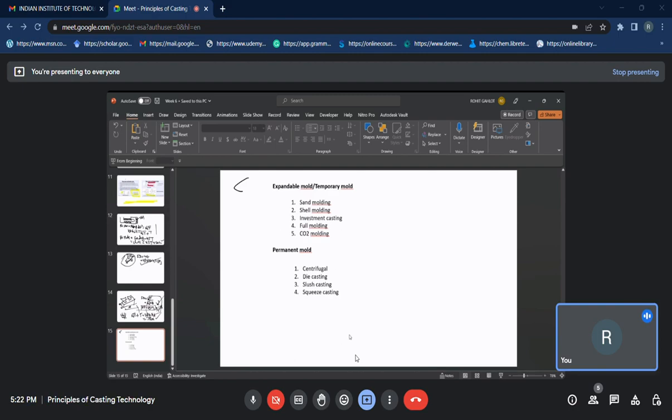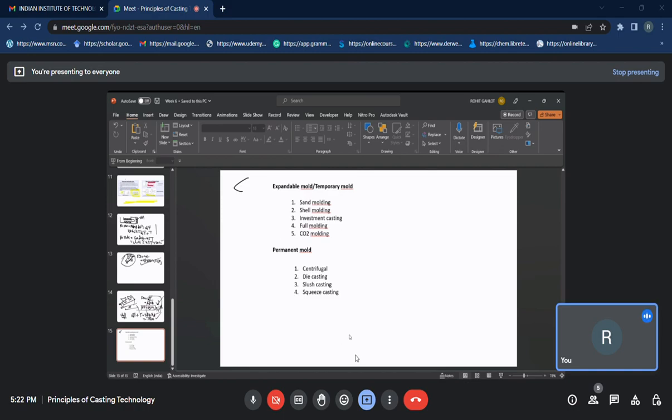If we move to CO2 molding, then Na2SiO3, around 2 to 6%, is mixed with the sand. The reaction of Na2SiO3 with CO2 gives SiO2 and Na2CO3. For 1 kg of Na2SiO3, about 0.6 to 0.7 kg of CO2 is needed, and it is used when strength is required in molding sand in large castings.